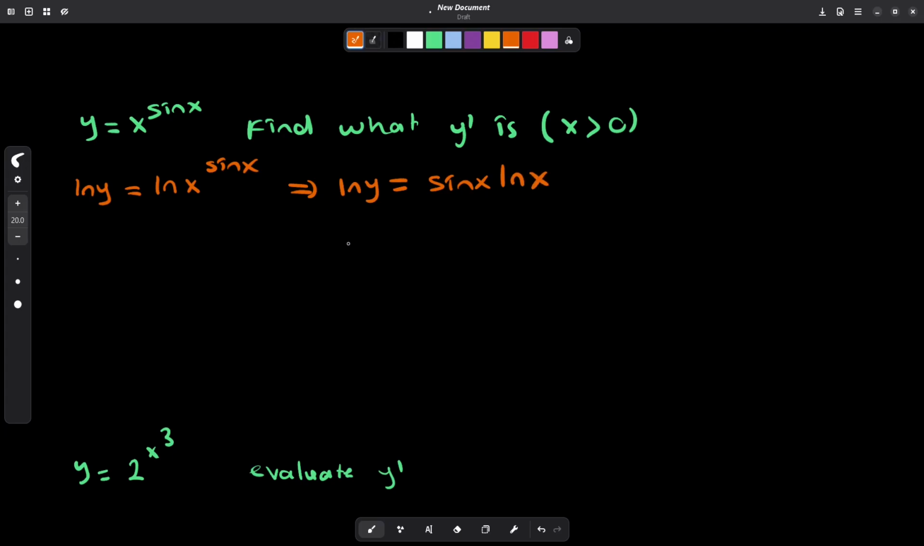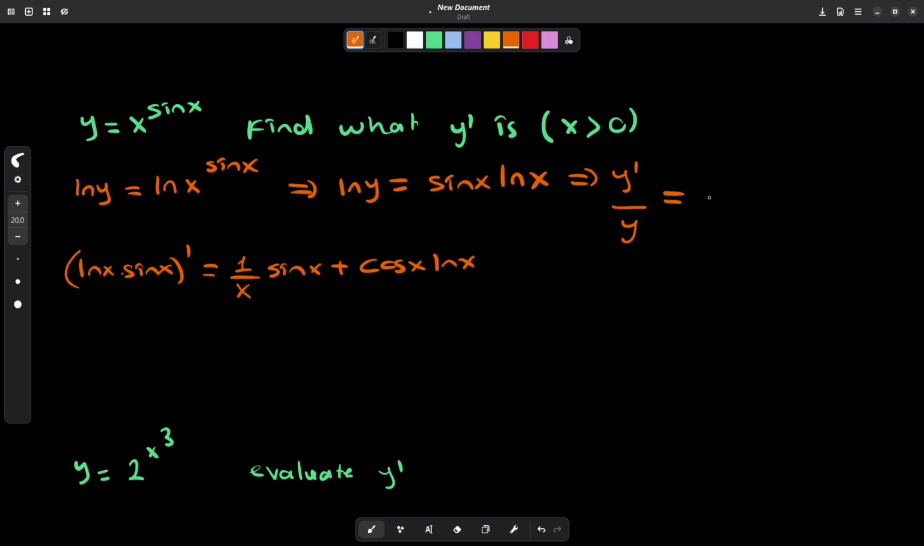Derivative of left side is really simple. Y derivative over y. Now we need to differentiate ln x multiplied with sine x. This is derivative of multiplication, derivative of first term 1 over x multiplied with the second term, sine x, plus derivative of second term, cosine x, multiplied with the first term. So this is equal to sine x over x plus cosine x multiplied with ln x.